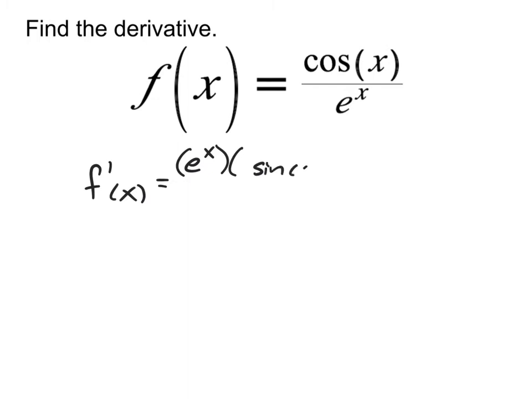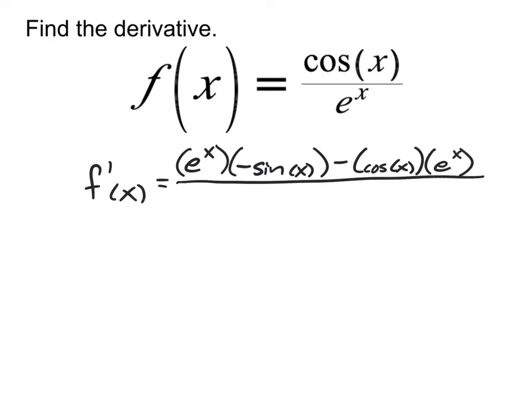Yep, it's the sine, but the derivative of cosine is the negative sine. So that gives us the negative sine there, minus. And then high d low. So now we're going to do the cosine of x times the derivative of the bottom, but the derivative of e to the x, of course, is e to the x. And then that's all over the square of what's below. So that's going to be all over e to the x squared.